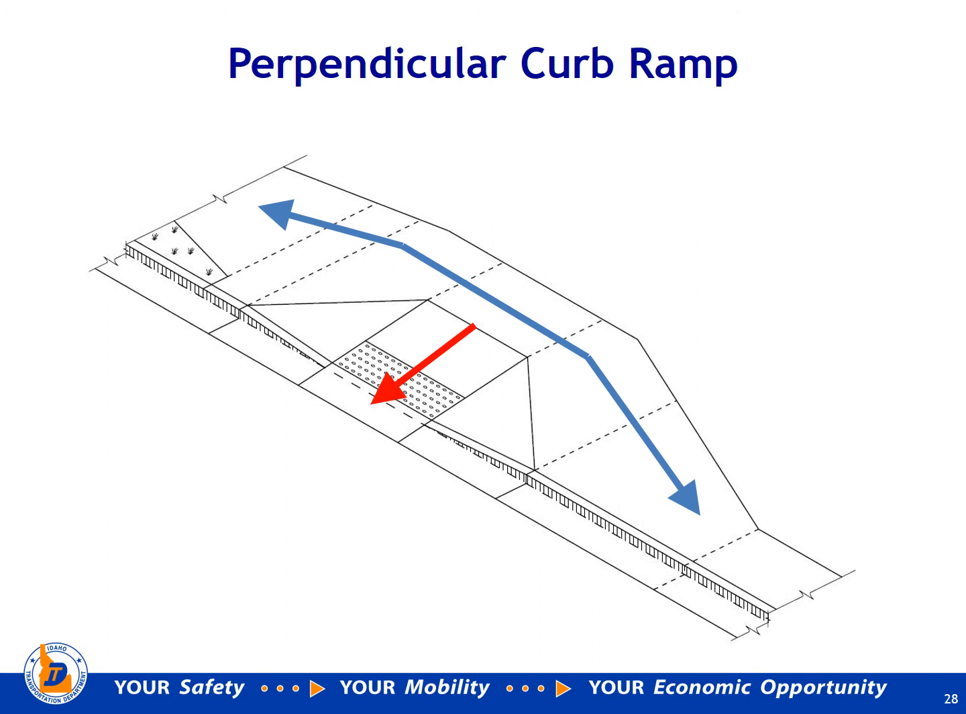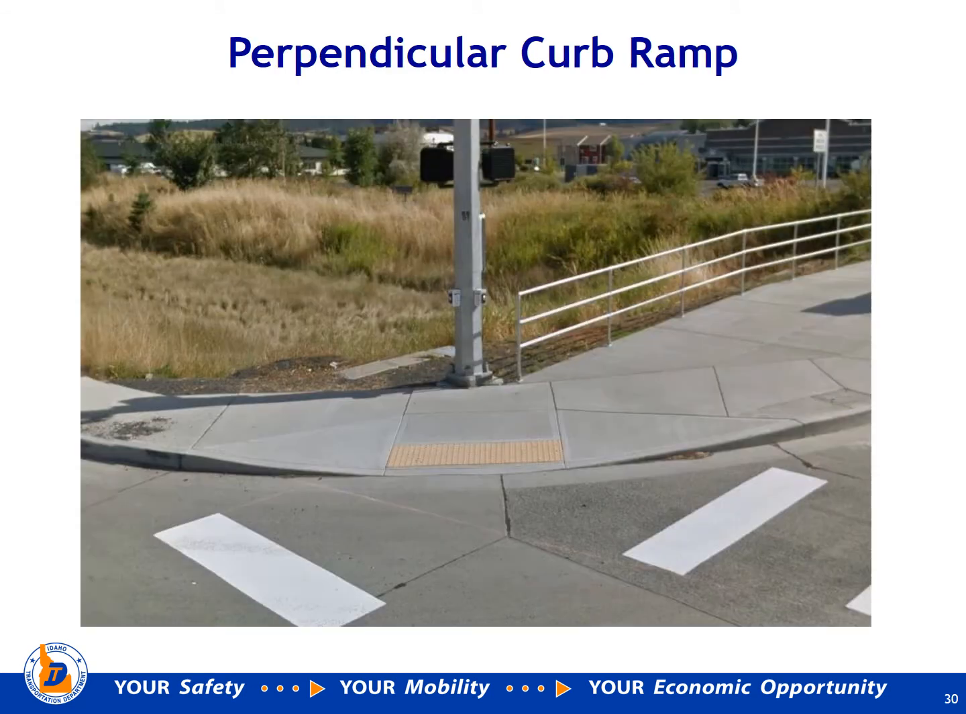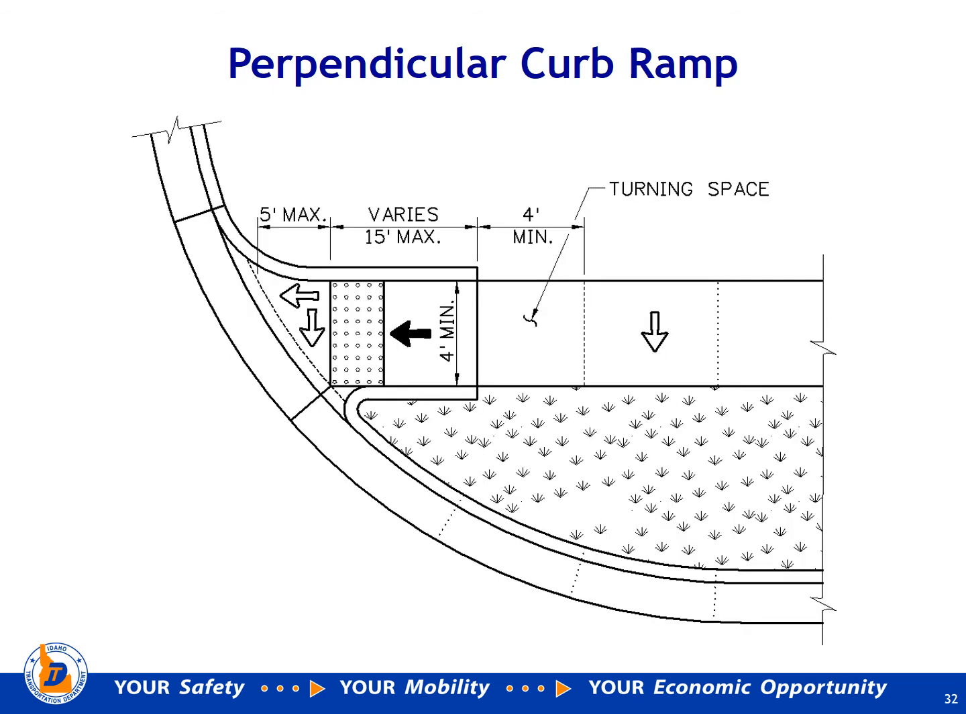Here we show a perpendicular curb ramp. It's perpendicular because the curb cut is perpendicular to the pedestrian travel direction. Here we have a parallel where the curb cut and changes in elevation are parallel to the pedestrian direction of travel. This is often called a diagonal curb ramp because of the way it is oriented. It is still a perpendicular curb ramp. Here's another version of a perpendicular curb ramp and another.